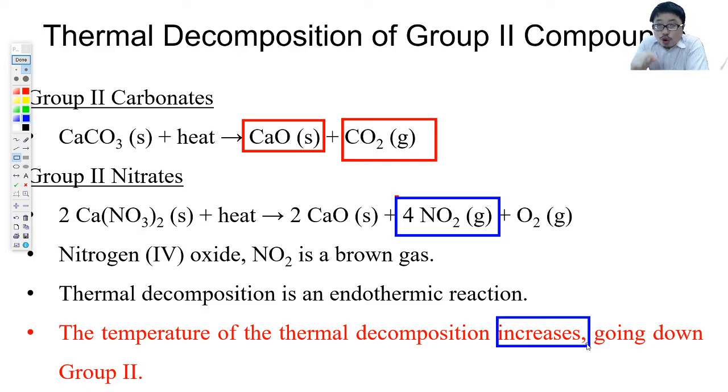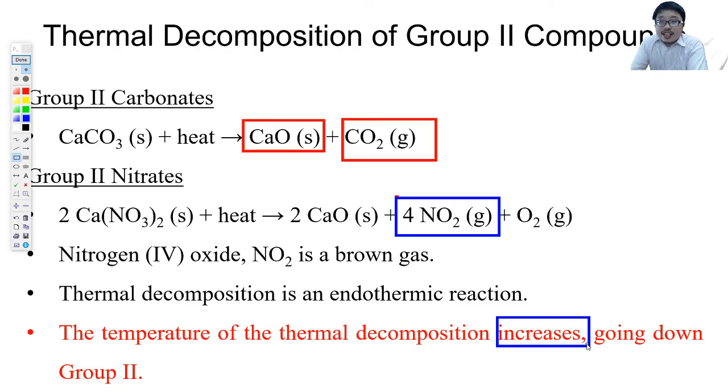Meaning that as you go down the group, the temperature needed for it to decompose, for both carbonates and nitrates, becomes higher and higher. Let me state this again. For carbonates and nitrates, the temperature needed for thermal decomposition becomes higher and higher going down the group. If let's say magnesium carbonate needs maybe 100 or 200 degrees Celsius, barium carbonate will need maybe 400 or 500 degrees Celsius, definitely higher.